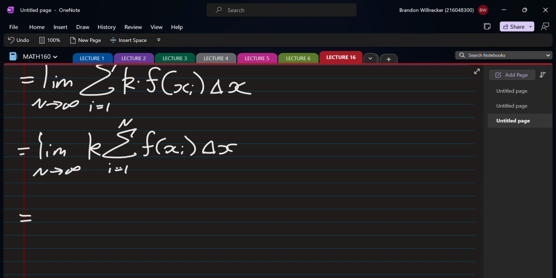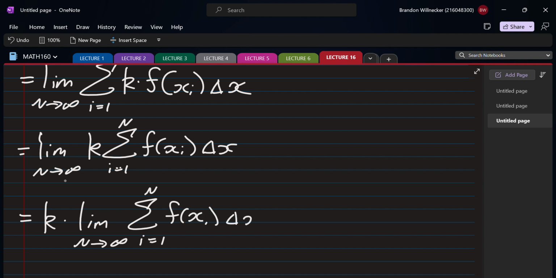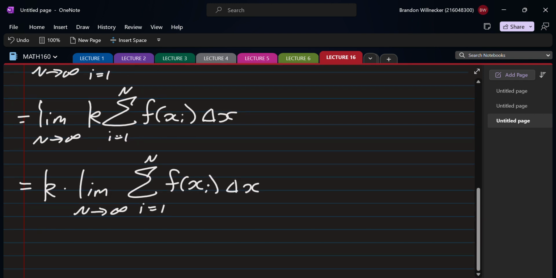If you don't know your limit laws or you forgot them from last semester, please go over them again. Okay, you will need to know them for these proofs. So we can take the k out, and then we have the limit as n goes to infinity, the sum i equals 1 to n, f of x_i delta x.